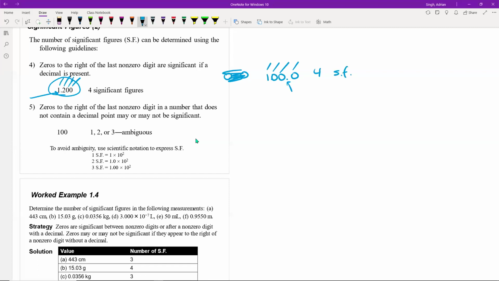Now remember, what is this actually telling me? This is saying that when this person made this measurement, they were able to estimate to that last digit, right? They were able to say, well, it falls exactly on the line, so we can estimate it to be 0.0.